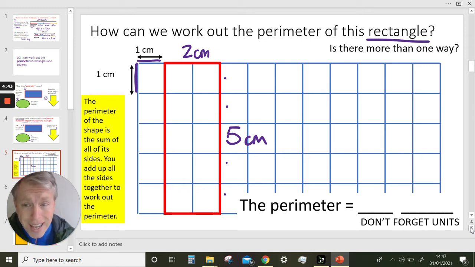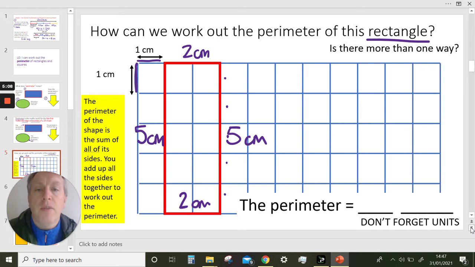Do I need to count the other sides? I don't. What do I know about rectangles? Well, in rectangles, the opposite sides are equal. On the other side of 5, straight across, that's equal. If this side is 5, the other side is 5. This side is 2 centimetres at the top, so at the bottom, it's 2 centimetres as well.